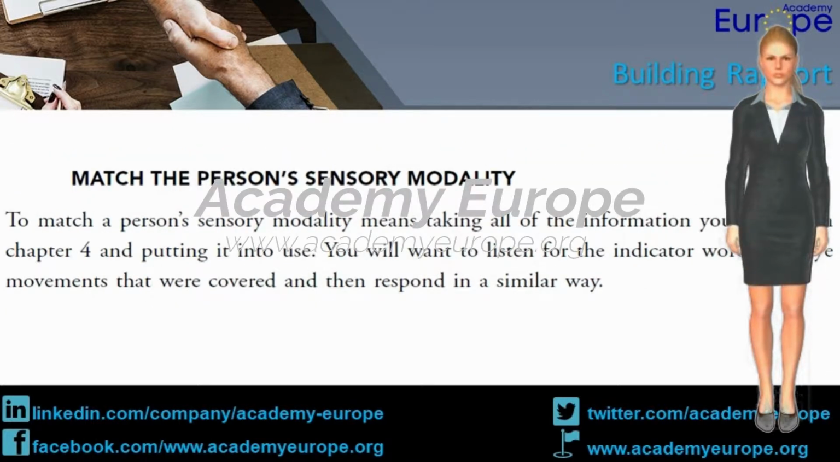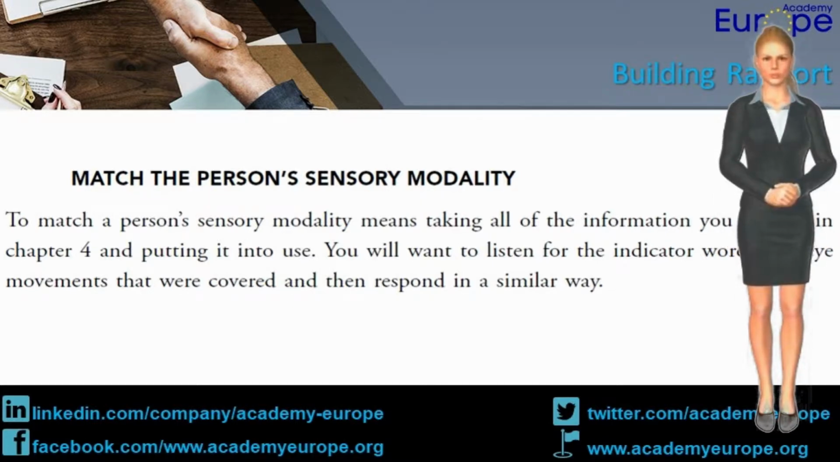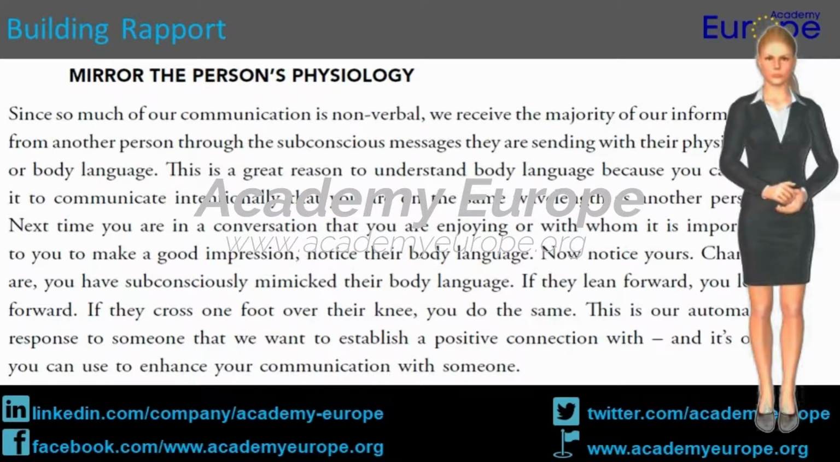Match the person's sensory modality. To match a person's sensory modality means taking all of the information you learned in Chapter 4 and putting it into use. You will want to listen for the indicator words and eye movements that were covered and then respond in a similar way. Mirror the person's physiology.